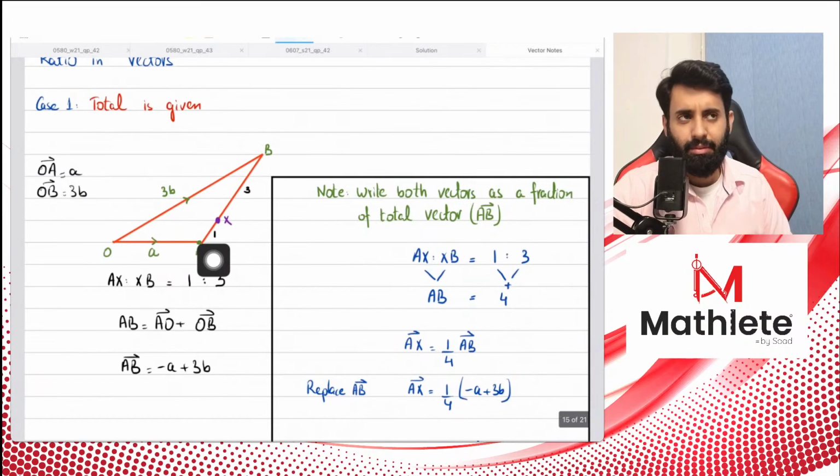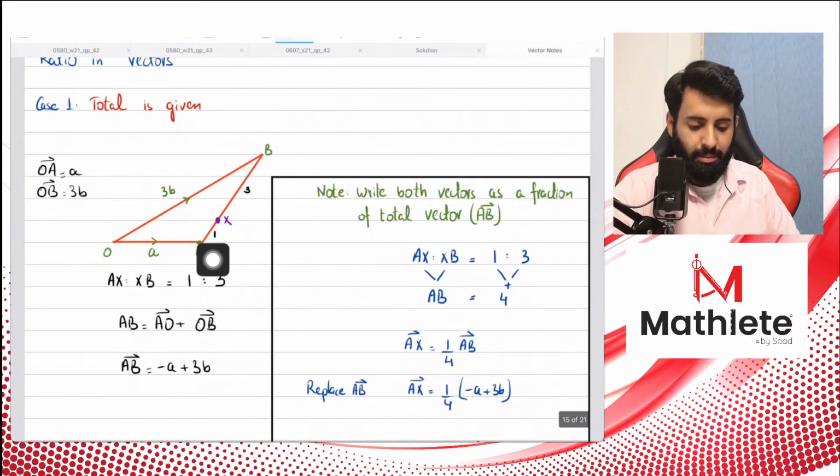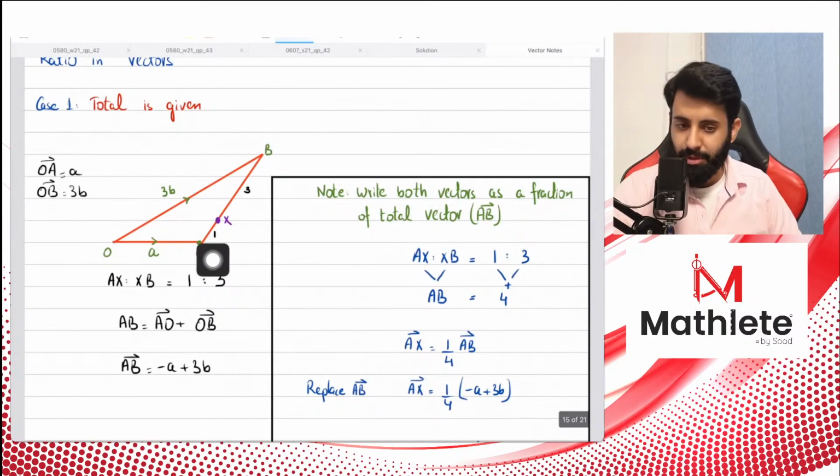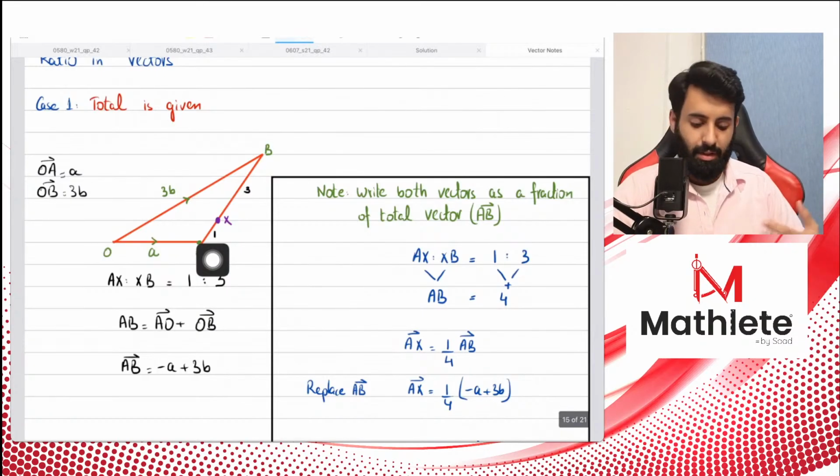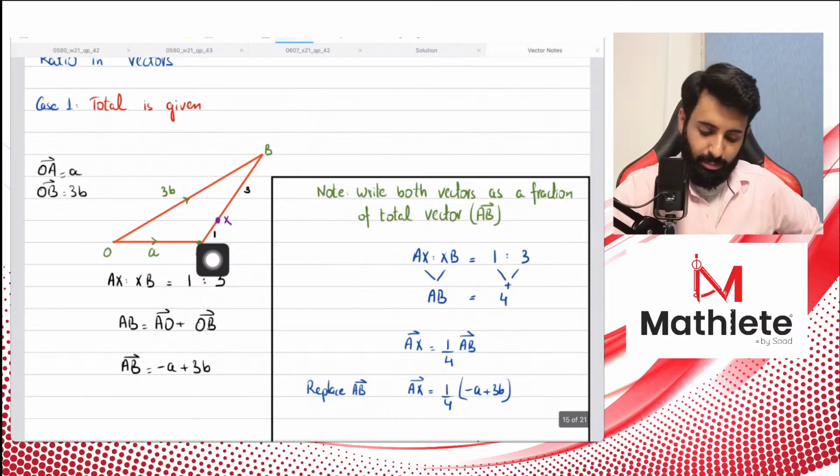It's generally like ratios. When you divide something in the ratio 1:3, that means you're splitting it into 4 parts and you're giving one part to one person and 3 parts of the 4 to the other person. That's how it works. AX and XB are in the ratio 1:3.